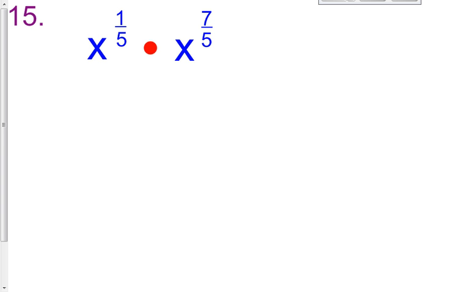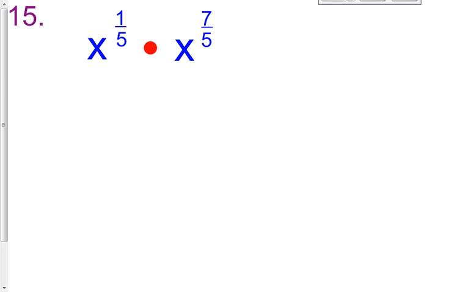Hi class, we're finishing up our notes today on 5.7. We're doing problems 15 through 20, and in my opinion, these are the most difficult problems of the notes. We're evaluating more radicals like we did in 9 through 14. However, this time it involves variables, so you can't use your calculator to check your work. You have to go through the math principles that we've been going through in this chapter.